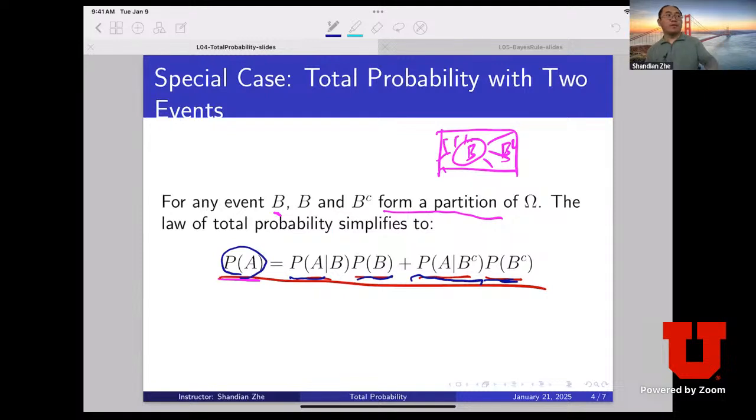Okay, any questions so far? We're just quickly reviewing what we have discussed throughout the last lecture.